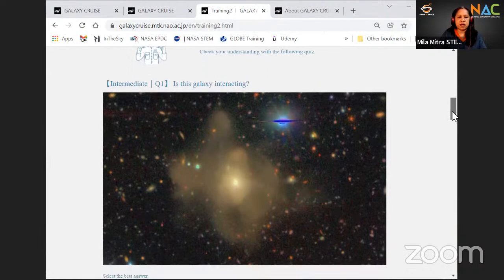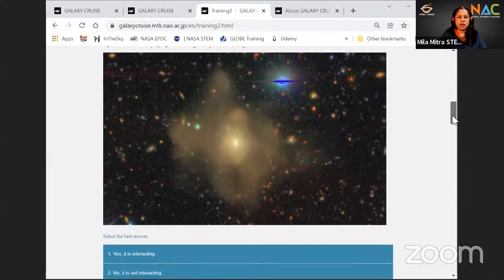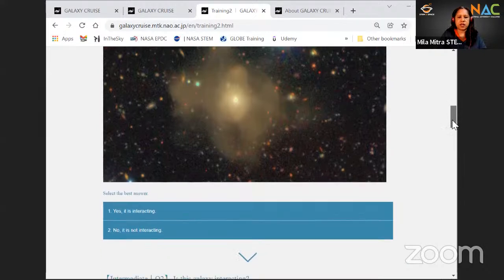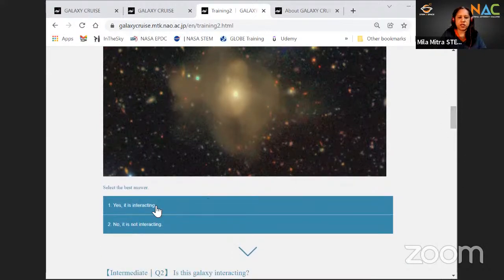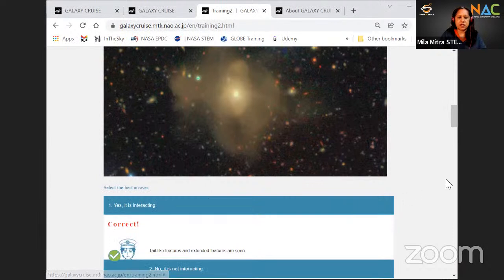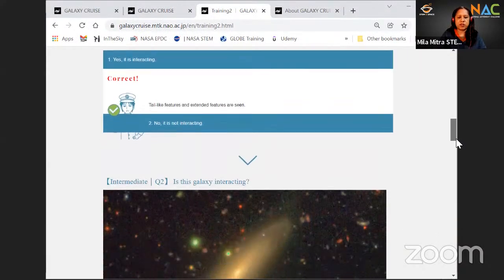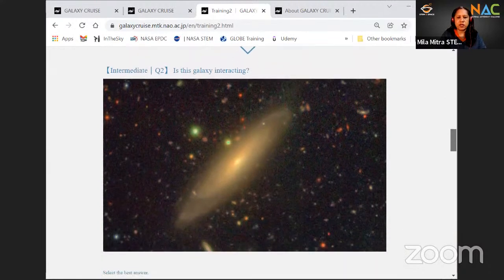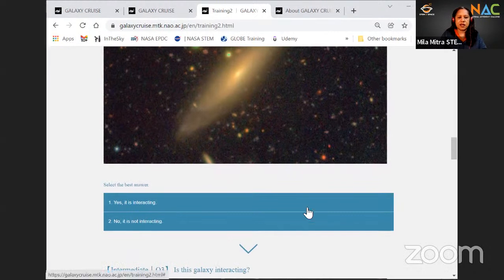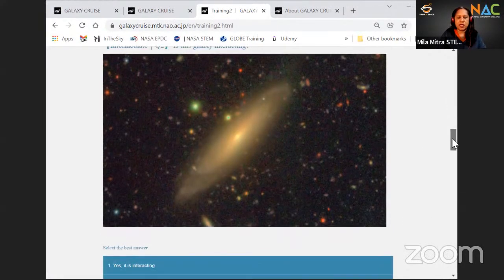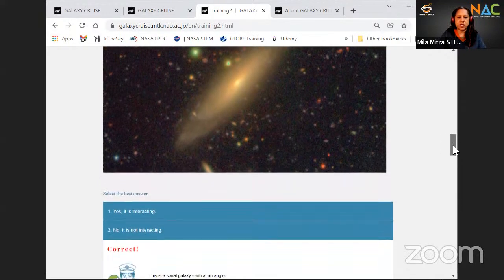Is this galaxy interacting? Question 1. I believe it is because it looks like it has a lot of small structures. So we'll say, yes, it is interacting. Tail-like features and extended features can be seen. Now, is this one interacting? Question 2. I believe it's not interacting, and that's correct because you can't really see any distortion or any features jutting out from it.